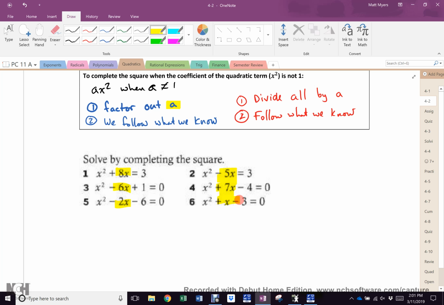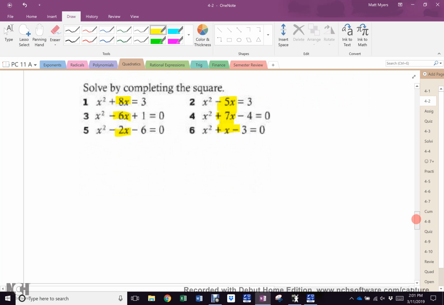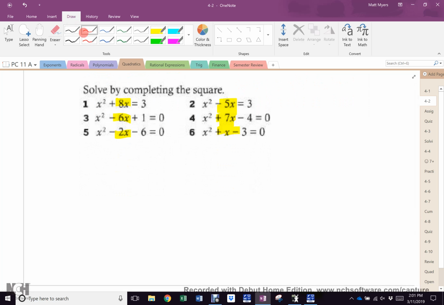So, what should we start with? We should probably start with 1, 3, and 5, yeah? Go. Do 1, 3, and 5. See if you know what you're doing. You guys try them.